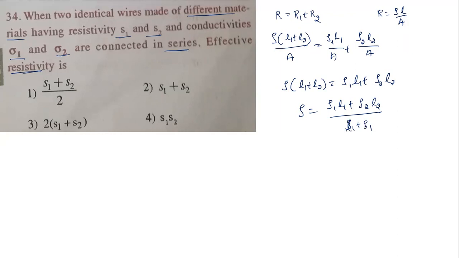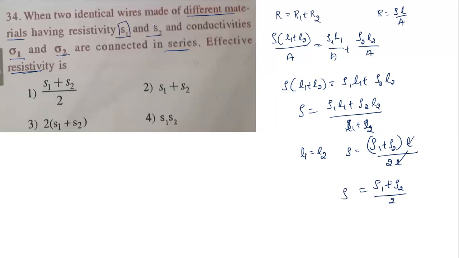L1 plus L2, not rho 1 plus rho 2. So here, since they are given identical, L1 must be equal to L2, right? Then it will become what now? Rho equal to, L is common here, so rho 1 plus rho 2 times L divided by L1 plus L2, which becomes 2 times L. L and L are going to cancel. It will become rho 1 plus rho 2 by 2, that is the effective resistivity.